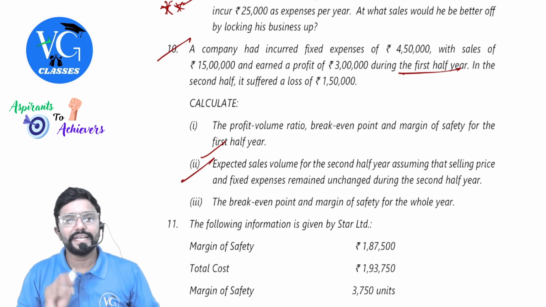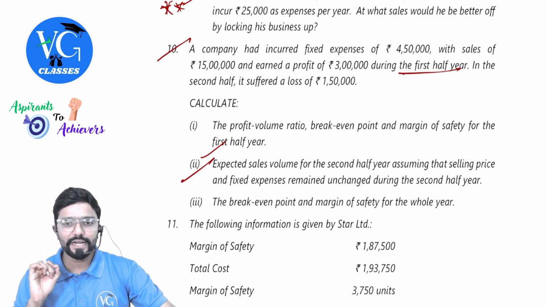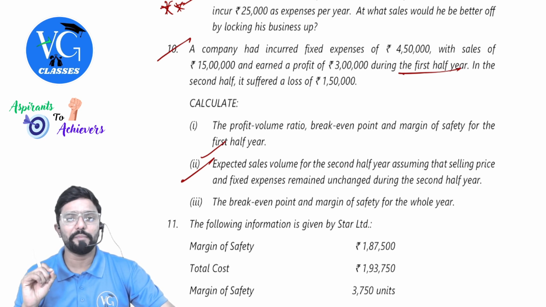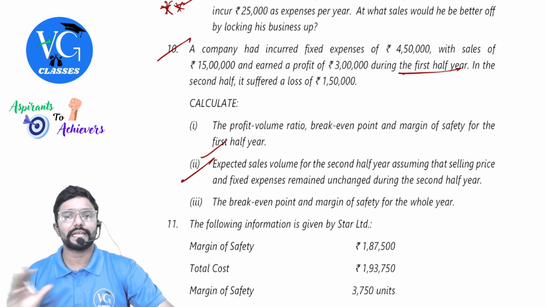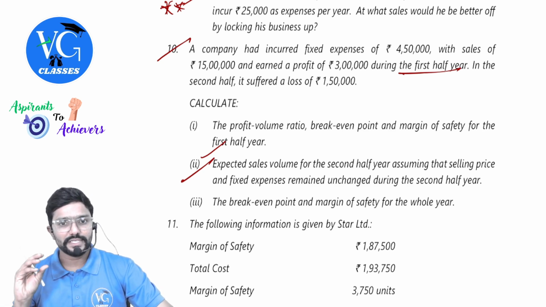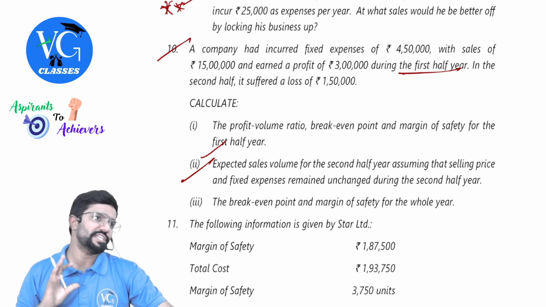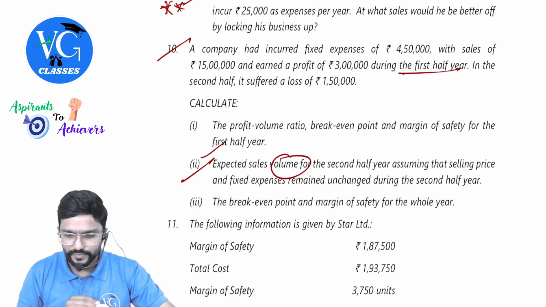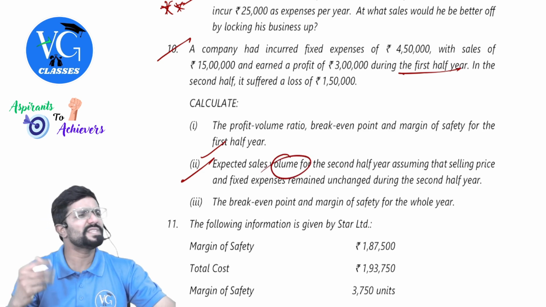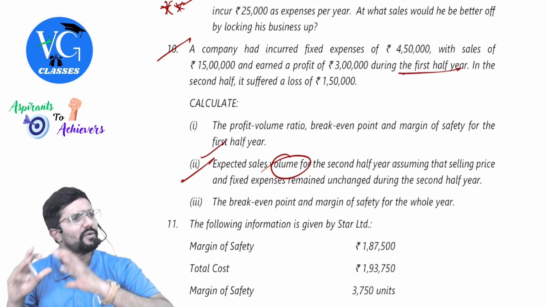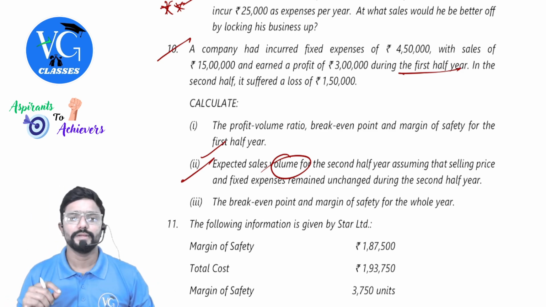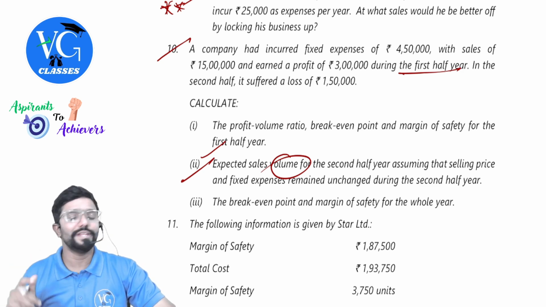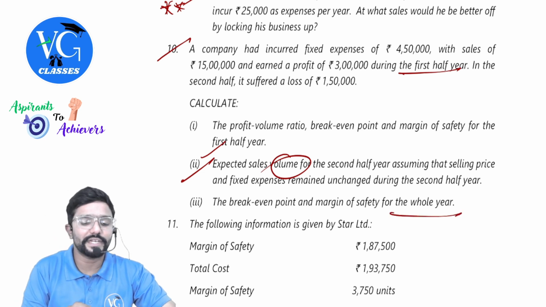Next, expected sales volume for the second half year, assuming that selling price and fixed expenses remain unchanged during the second half year. Assuming the selling price and fixed expenses remain unchanged in the second half, but you are making a loss. And guys, they're asking volume. Can we calculate volume here, sir? Volume in the sense quantity? No. What they are trying to ask is value. Then the break-even point and margin of safety for the whole year. For the whole year, guys.